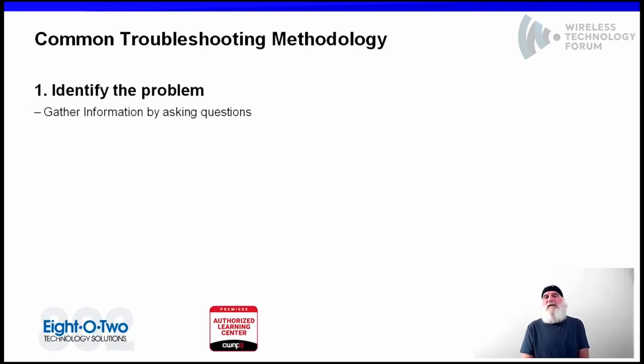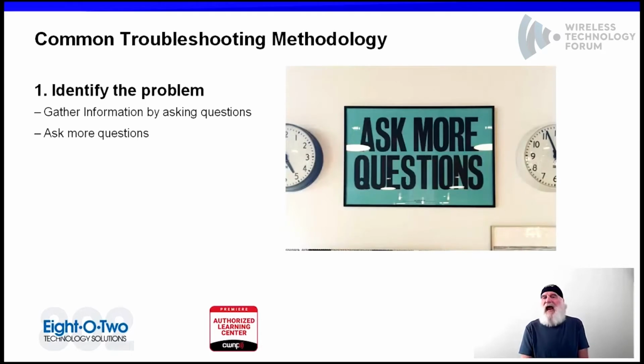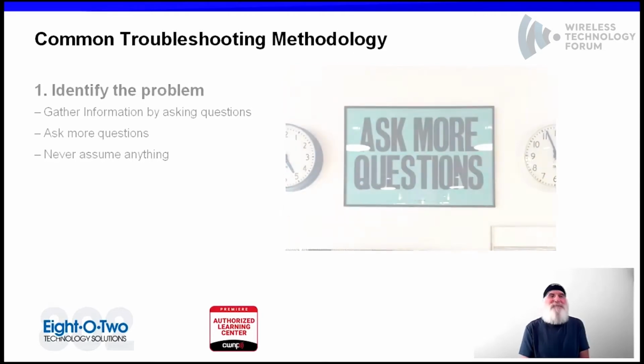The first step, identify the problem. Gather information by asking questions. That's the only way you're going to know where to start to target the problem, or to zero in on the problem. So you need to ask questions and ask more questions. You need to talk to whoever is experiencing the problem to determine where you need to start looking. Never assume anything. You know what they say when you assume.